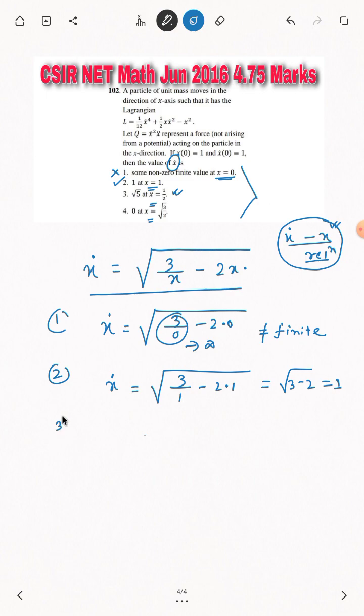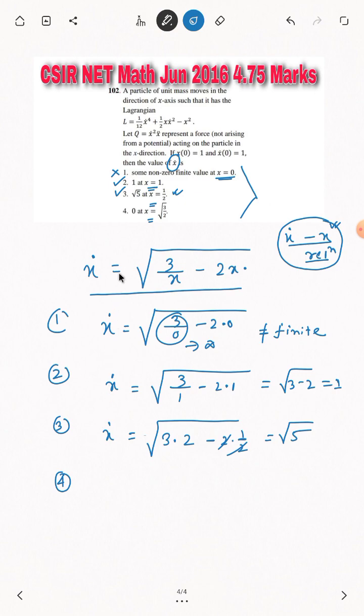Then come to option 3. x dot will be root 5 at x equal to half. Just put that here. Root over 3 into half will be reversed as 2, minus 2 into half. This will be cancelled. So we will finally have root 5. Is it root 5? Yes. So this is also correct.